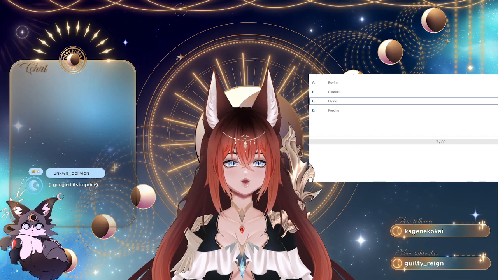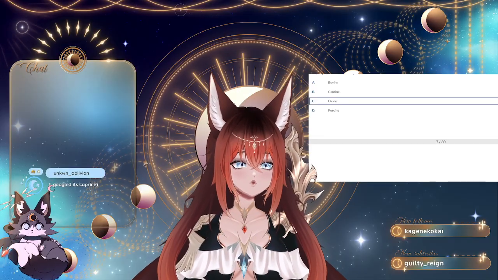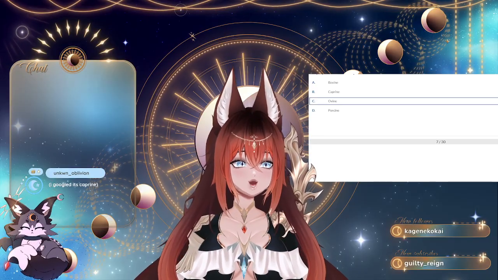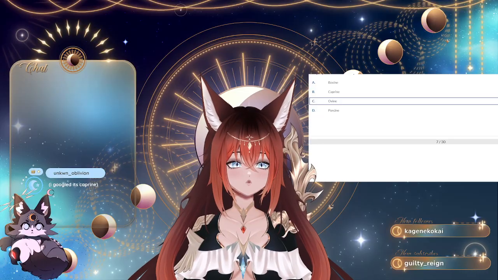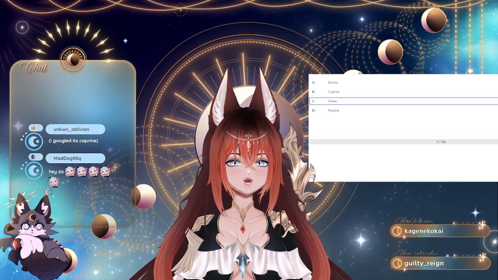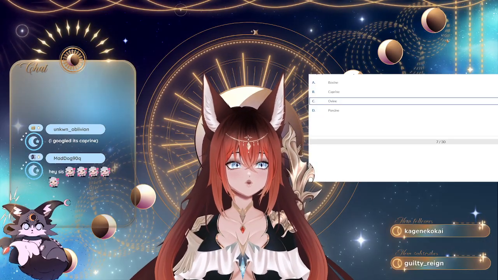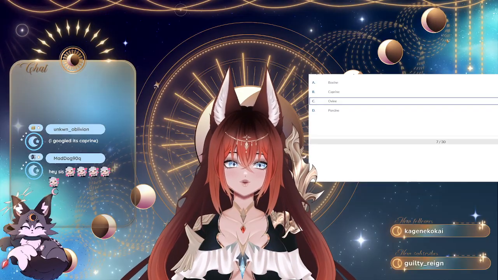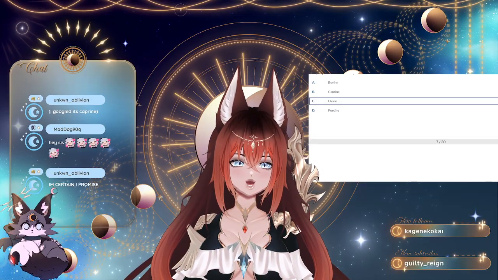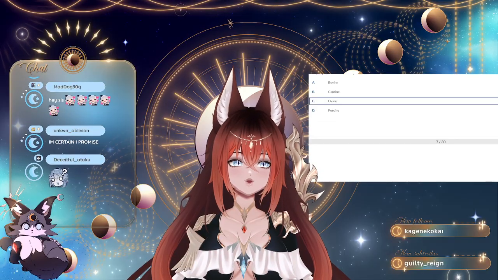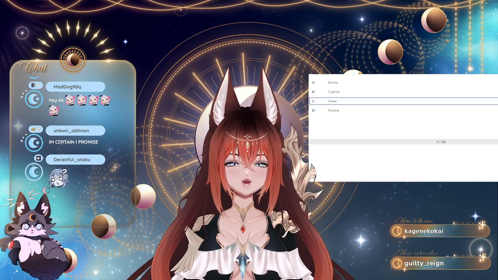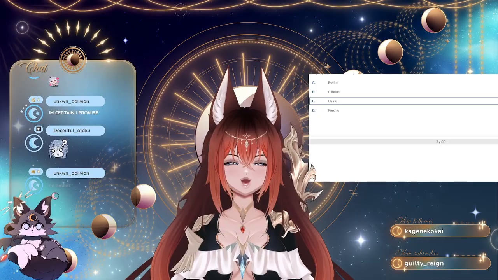I googled, it's Caprine. Are you sure it's not a goat? We're asking for a sheep right now. I'm like 100% sure Caprine is a goat, not a sheep. I'm being so for real right now. I'm pretty sure it's ovine, because we're asking for a sheep.